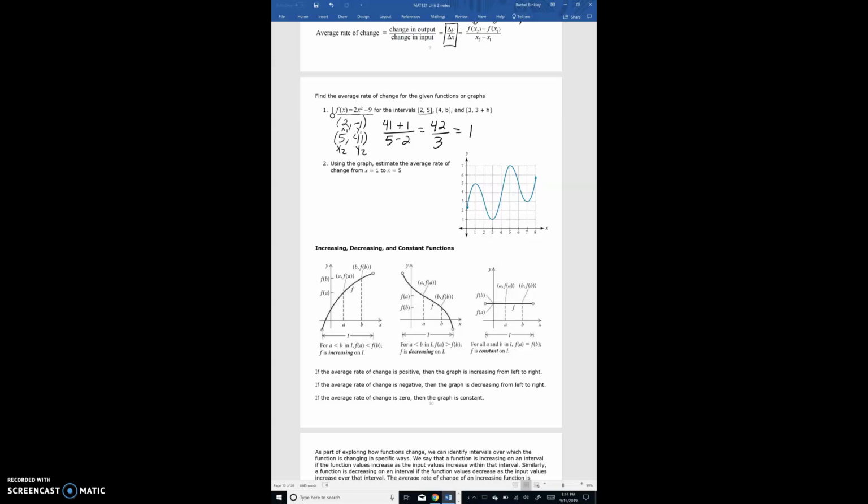Nope, 14 times. Just checking my mental math. 3 can go into 4 once, with the remainder 1, 12 is 4. So that's the average rate of change on the interval between 2 and 5.